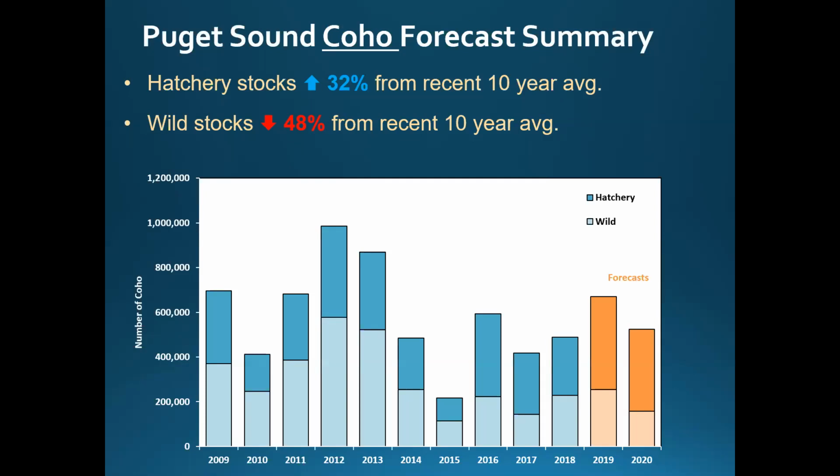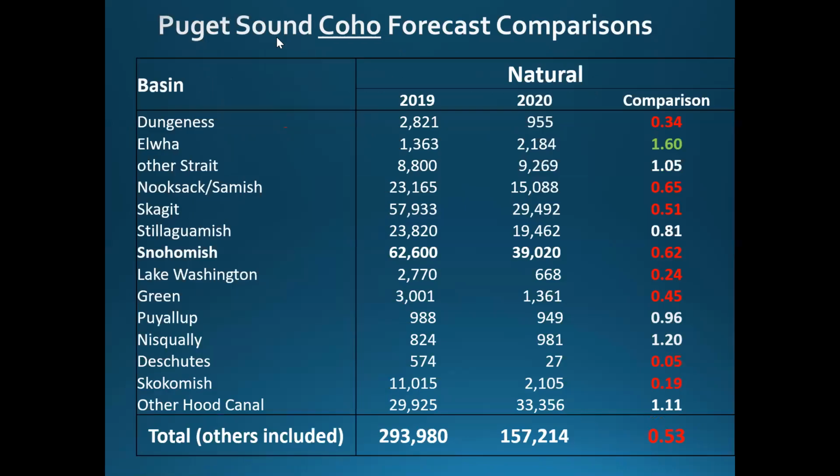So for Coho, again similar to Chinook, hatchery stocks are up roughly 32% from the most recent 10-year average, but wild stocks are down roughly 50% from the last 10 years. Looking at it by basin, almost across the board, natural origin returning Coho are down this year versus last year. I would point you to the Snohomish system, where our escapement goal is 50,000 wild returning Coho, and the forecasted return is less than that, only 39,000. Overall, we're at roughly half the forecasted returns to Puget Sound this year than last year.